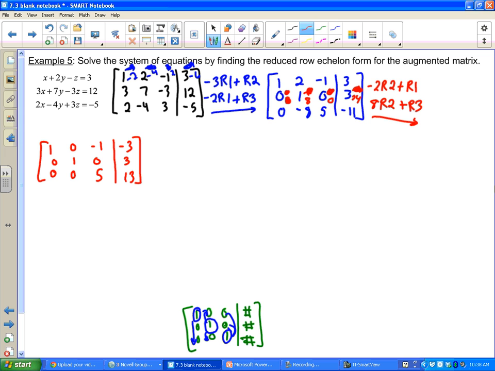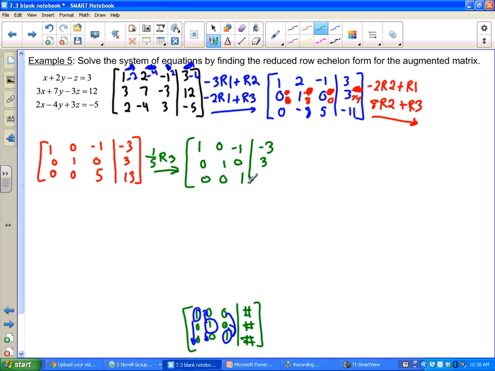Okay, so we're done with the second column. We've got 0, 1, 0. Now I want to get a 1 right here at the bottom right of my coefficient part of my matrix. To get a 1 here, I have to multiply by the reciprocal of this, which is 1/5. So I'm going to do 1/5 times row 3. So everything else stays the way it was. But here, if I multiply these by 1/5, it's still 0. 1/5 times 5 is 1. Then I'm going to do 13 times 1/5.